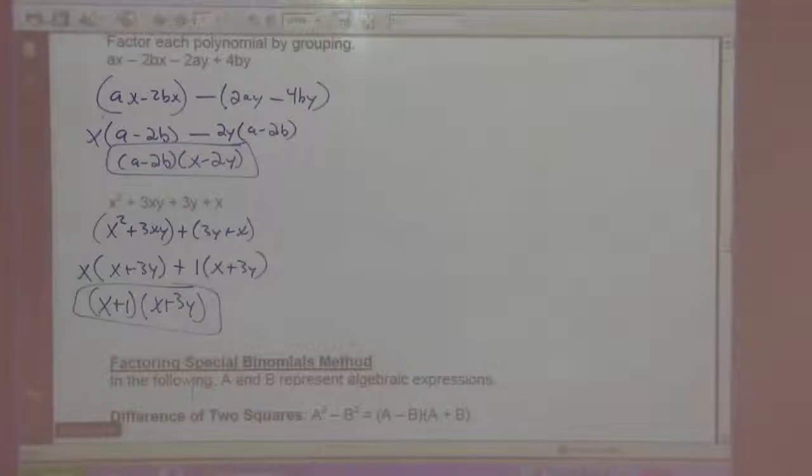So I'm going to go down and do factoring special binomials next. Feel free to pause that if you need to.